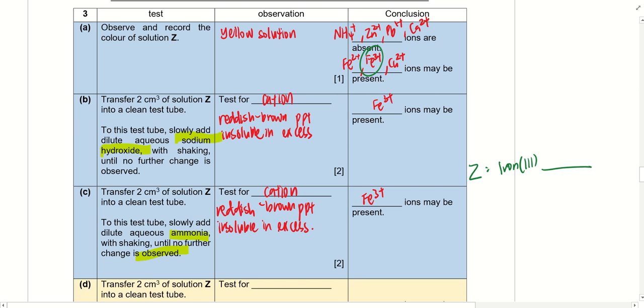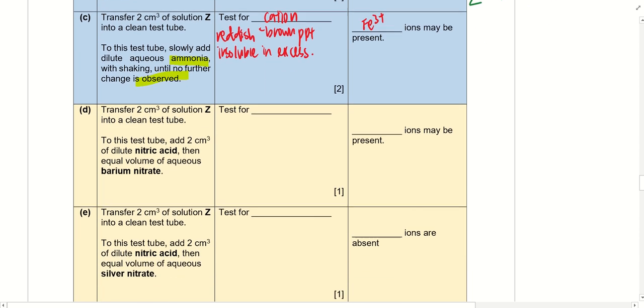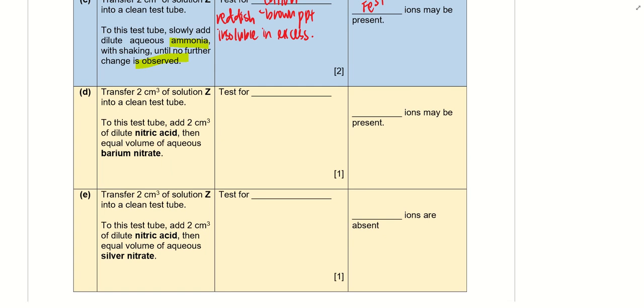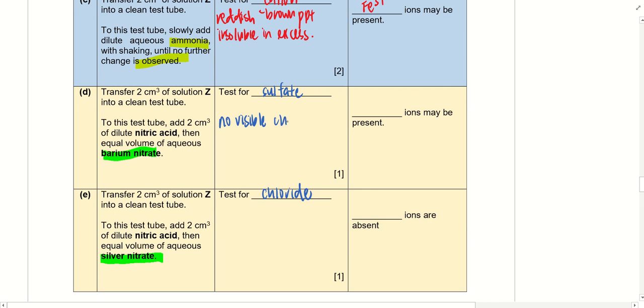Now we want to find out what the anion is, so we go to the next tests, D and E. For D and E, we are adding barium nitrate and silver nitrate. Barium nitrate is testing for sulfate, while silver nitrate is testing for chloride. When you do this test, you notice that for sulfate, you get no visible change. That means you don't see any difference after you add the barium nitrate. But for chloride, when you add the silver nitrate, you notice that there is a white precipitate.